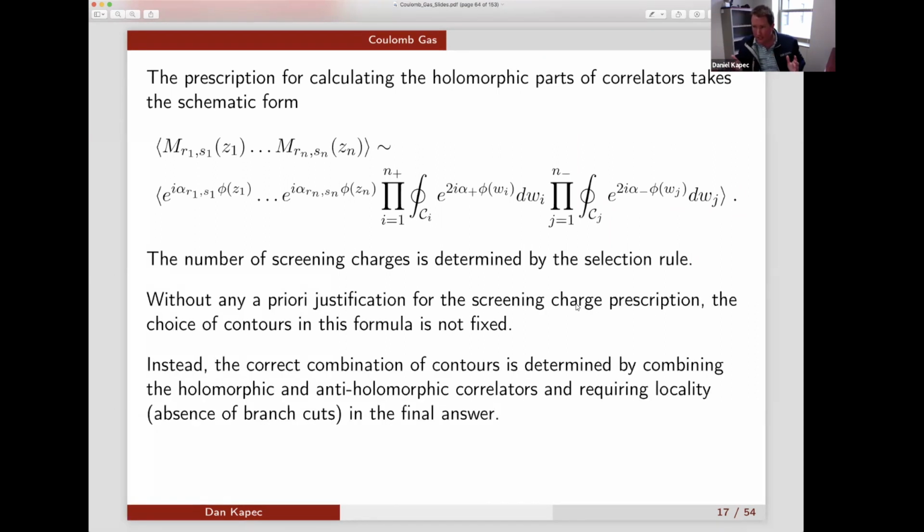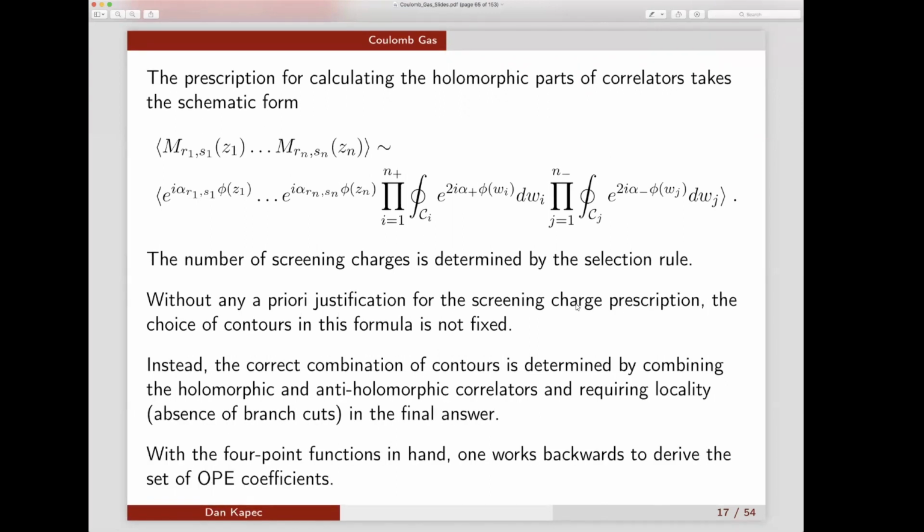Now, without any justification for this prescription, the contours in this formula are not fixed, okay? And in general, there will be multiple independent contours, each corresponding to a different conformal block. So the way that you determine the actual correct relative coefficients between all of these terms is to combine the left moving calculation of this correlator with the right moving piece. And then you require locality in the final answer. So no branch cuts, okay?